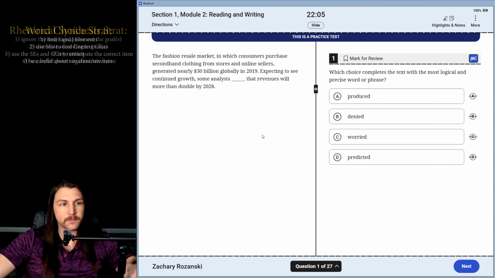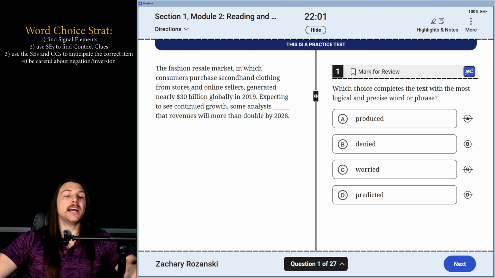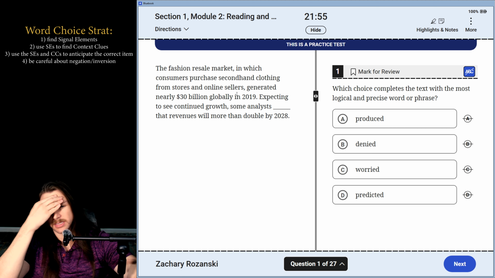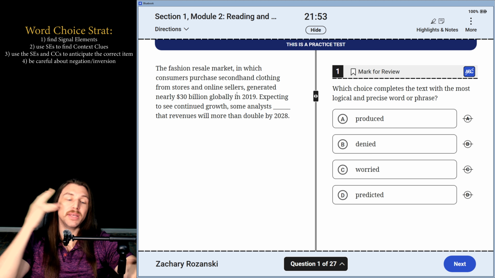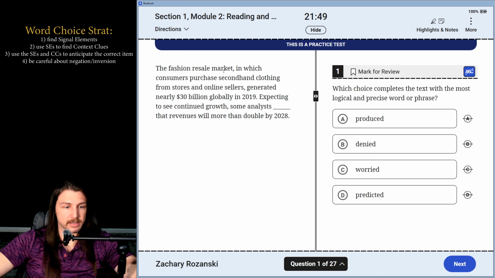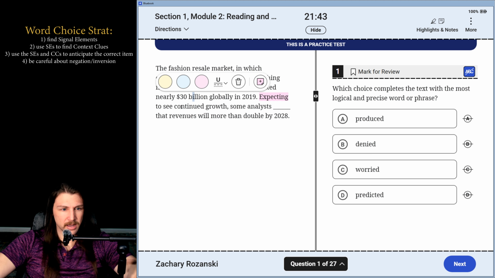Let's head to our first word choice question here. The fashion resale market, in which customers purchase secondhand clothing from stores and online sellers, generated nearly $30 billion globally in 2019, expected to see continued growth. Some analysts predicted is going to be my anticipatory word. We've got the signal element here to see continued growth. They predicted, right, more than double. That aligns with that idea.